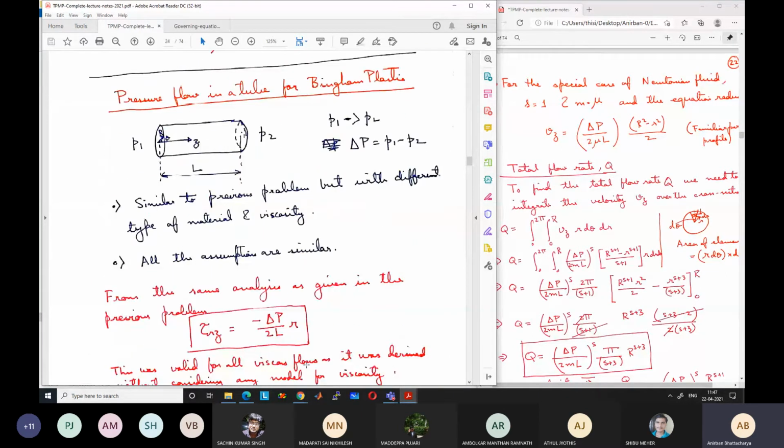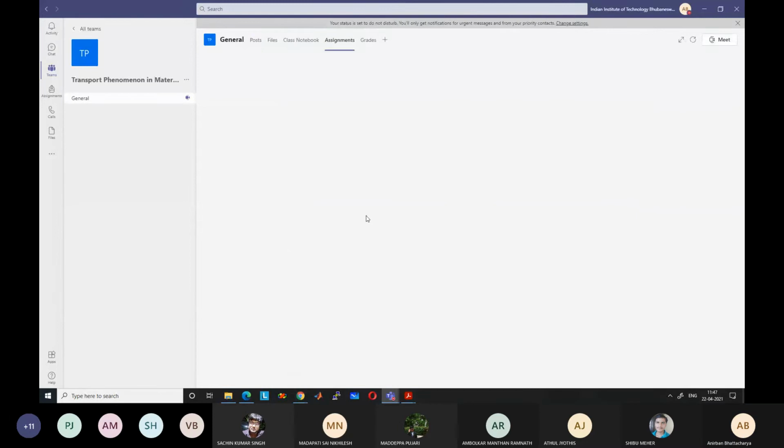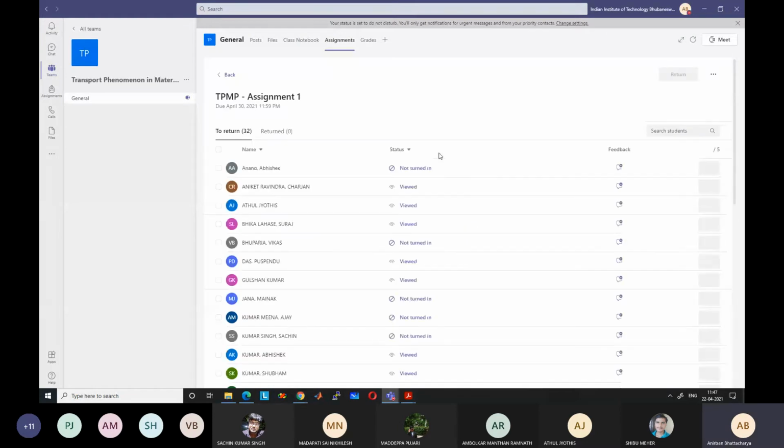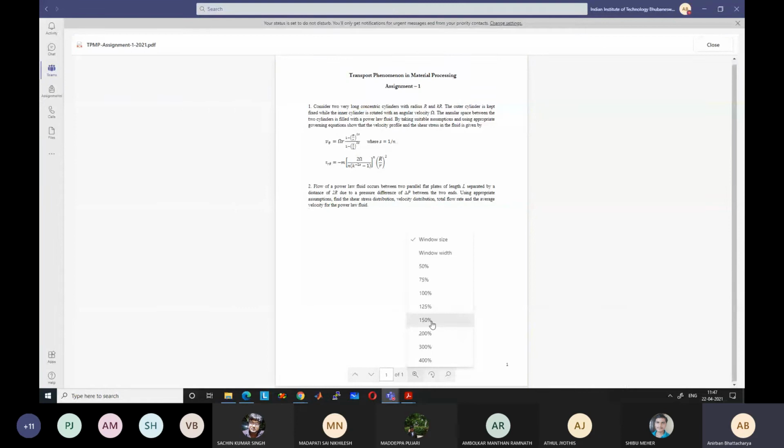I have given you one assignment also. If you go back to your assignment, there is an assignment for you guys, and you have to submit this assignment by the end of next week. Marks are there for this assignment, the teaching assessment part. This assignment, similar to these three problems that we have discussed, has two more problems for practice. Later on I will post the solution once you submit the assignment next week. So the deadline is next Friday.